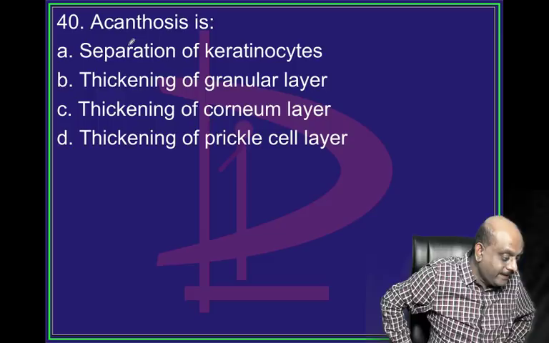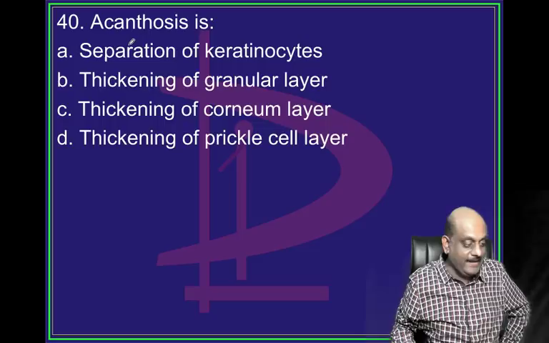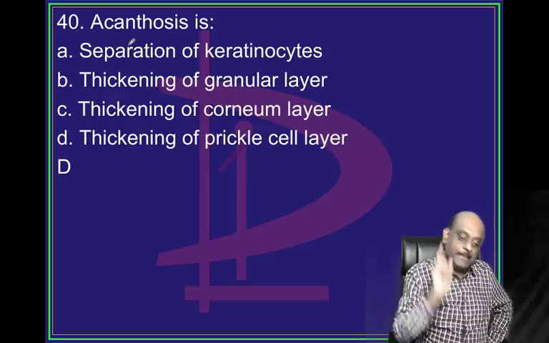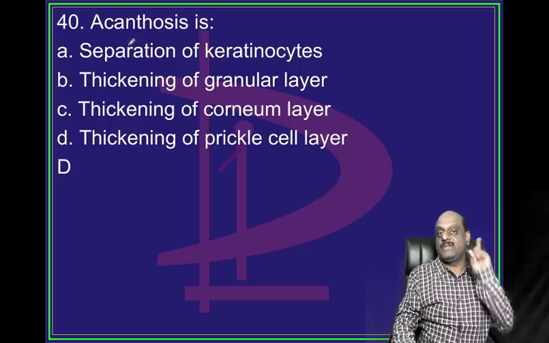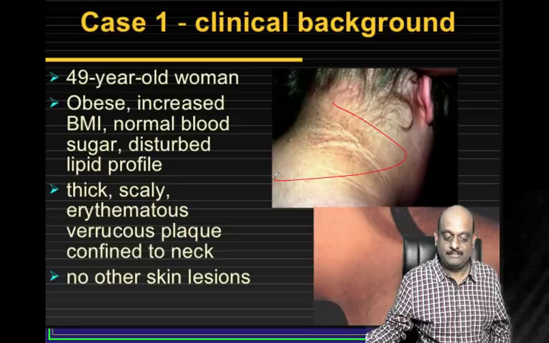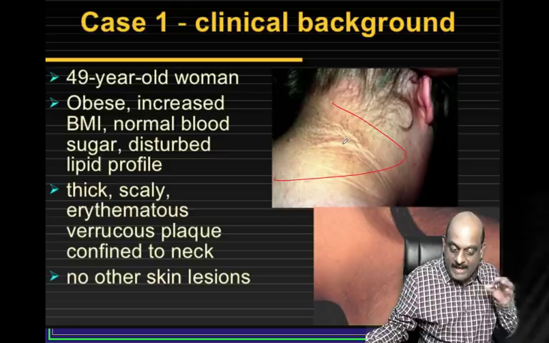Even daffodils thinks. Swapnil Kumar also is saying thickening. Thickening of the prickle cell layer, not granular, the prickle cell layer, is called acanthosis. Doctor, this is a 49 year old obese woman with a thick scaly erythematous verrucous plaque confined to the neck. This is called acanthosis nigricans.